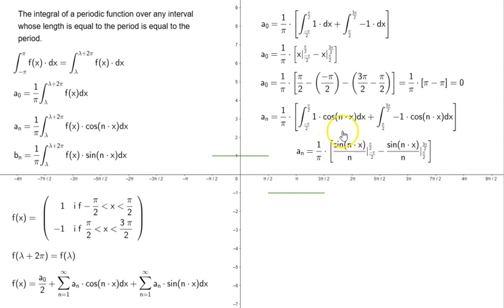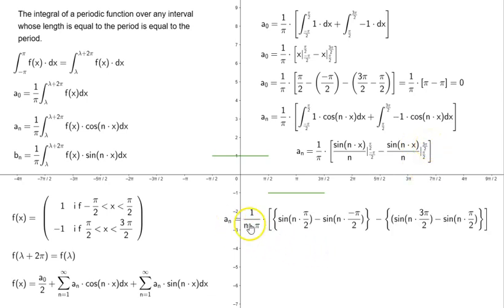Then minus derivative of 1 times integral of cos nx. So that will become 0. So we are left with only sin nx by n in the interval minus pi by 2 to pi by 2. Minus, same way, integration by parts. We end up with sin nx by n in the interval pi by 2 to 3 pi by 2.